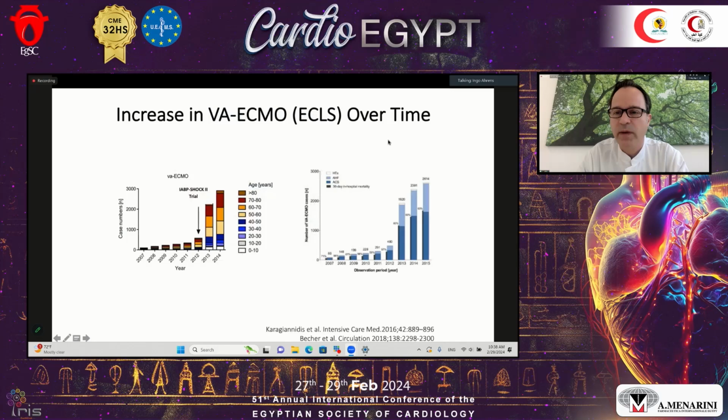What we have seen since this IABP-SHOCK trial is that we are struggling to find something where we can save patients that are probably quite young, who may have been resuscitated or who may have gone into cardiogenic shock due to acute myocardial infarction. So we always try to do something in addition for the patient, in addition to primary PCI and to inotropes. And that explains why we've seen a dramatic increase in VA ECMO in these patients over time.